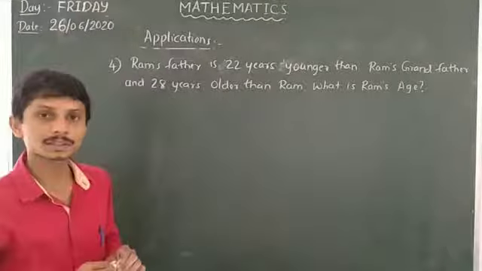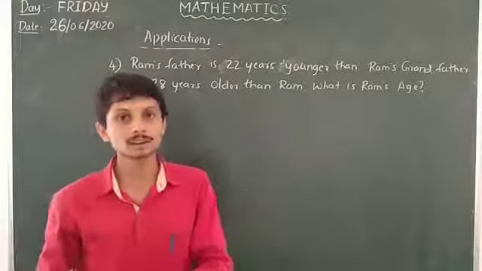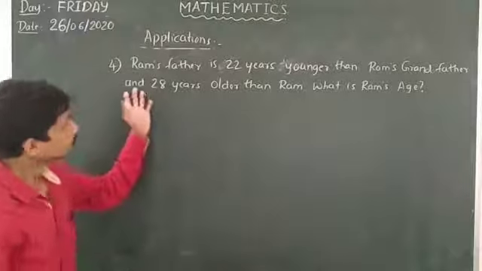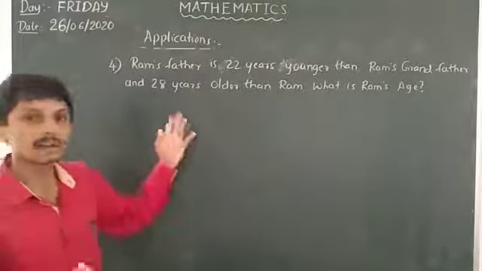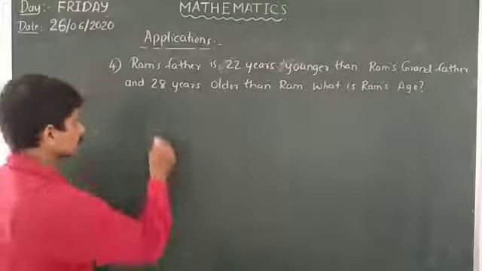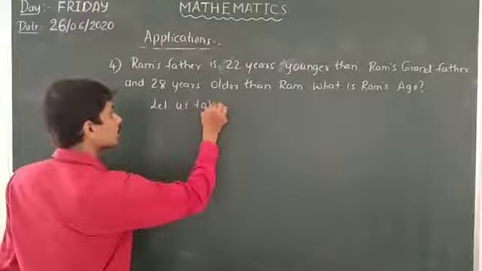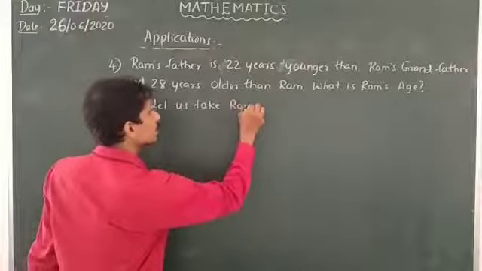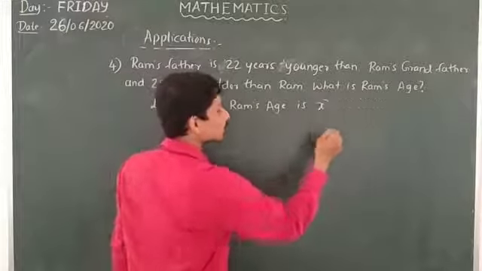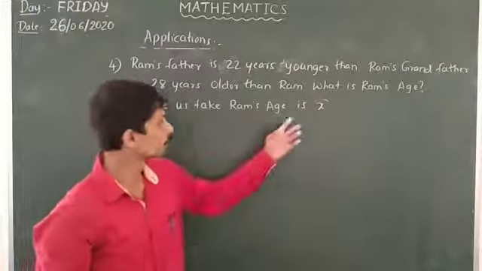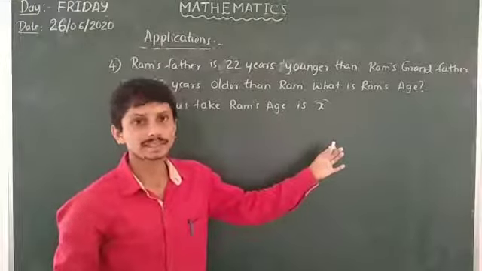So let us solve this problem by taking the linear equation on one side and the constant on the other side. We have to express it in the form of a linear equation. So let us take Ram's age to be x. Ram's present age we don't know, we have to find it out.